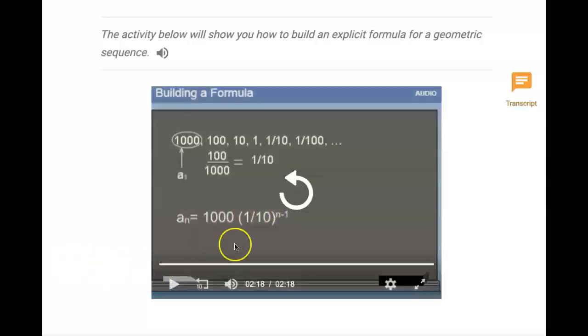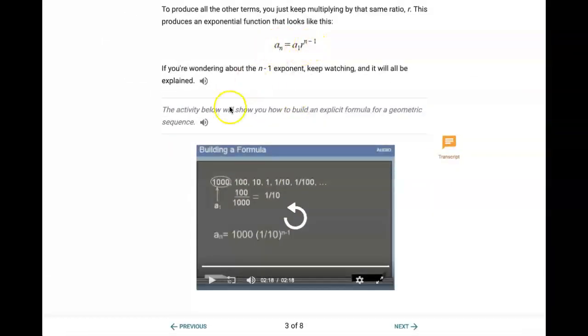Okay, so that's our general formula right there. Again, we found our ratio because we took our second number divided by our first number, so 1/10. And you could do that with any of these numbers. You could divide 1 by 10 or 1/10 by 1. But we found our ratio here, and we plugged it into this equation. So we could figure out any number in this series based on understanding our first value is 1,000, our ratio is 1/10, and understanding what value we're looking for.